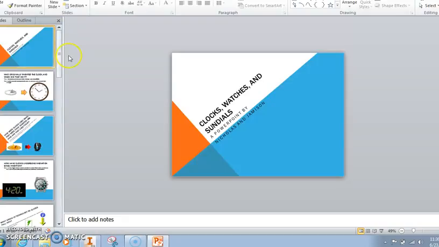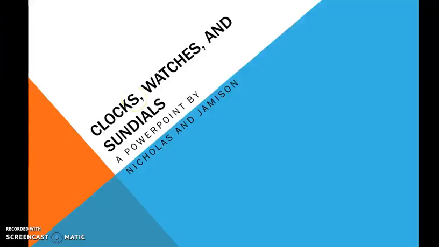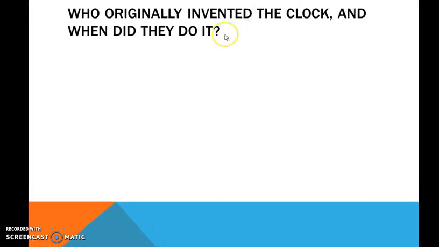So this is a pre-made presentation by some of my students. I went and added some animations on the first couple of slides, and then they would go to the slideshow from the beginning, okay? And their topic is Clocks, Watches, and Sundials, a PowerPoint by Nicholas and Jameson. When originally invented, let me resize it. When originally invented the clock, what did it do?